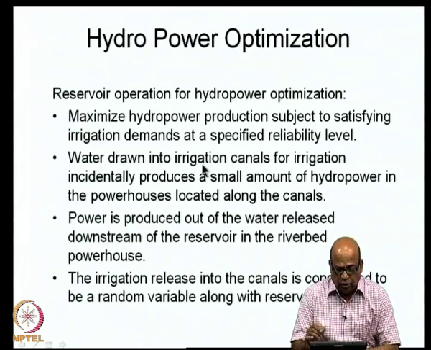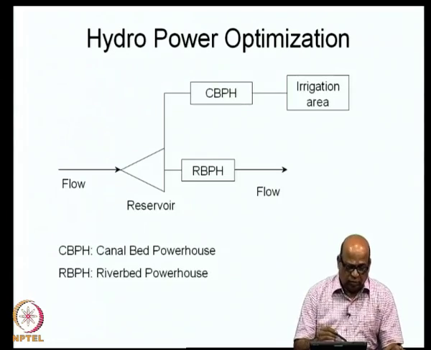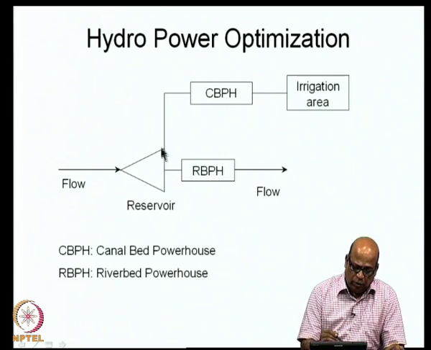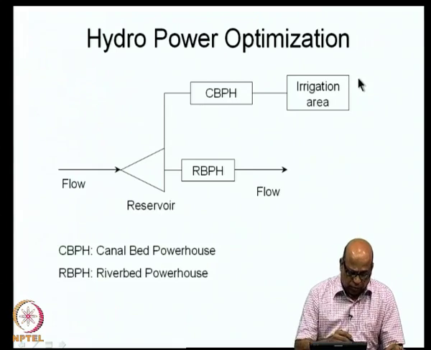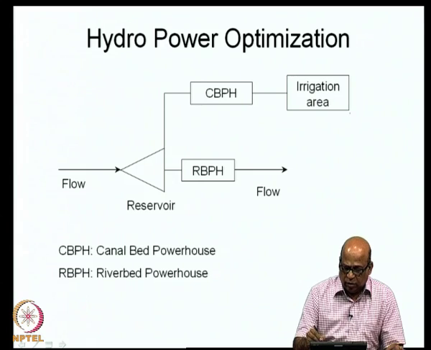Now, water drawn into irrigation canals also produces a small amount of power, but we will not consider this in the optimization. But the main power that is produced is out of the water that is released downstream of the reservoir into the riverbed powerhouse itself. And in the process, because the inflows are random, the flow into the irrigated area. Now, we are putting this as a reliability criterion. So, we are saying that the demands are to be met with a certain reliability.